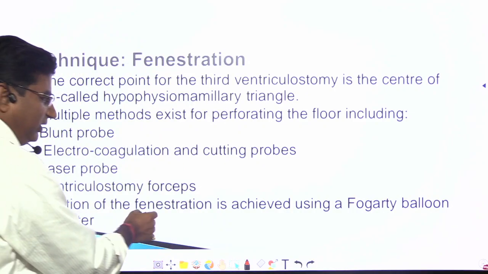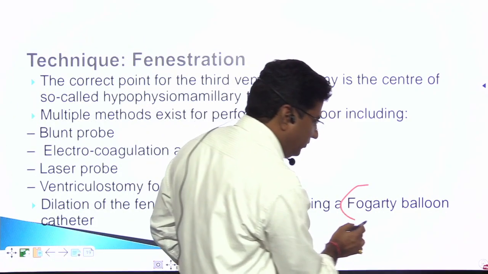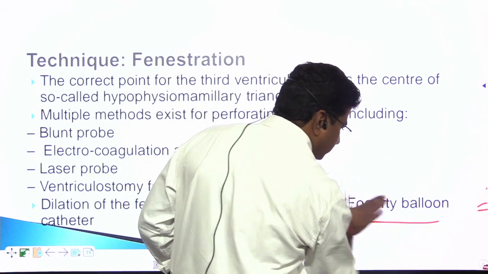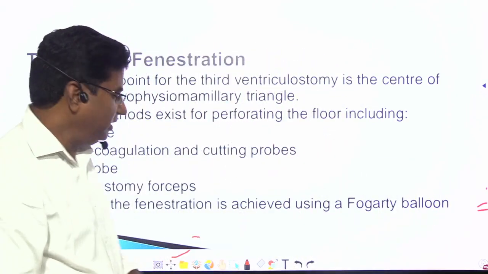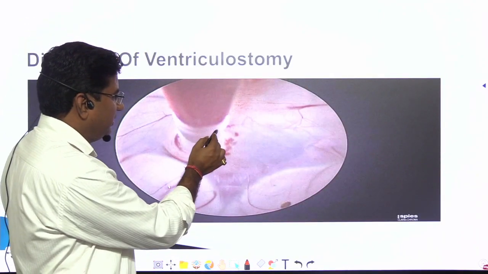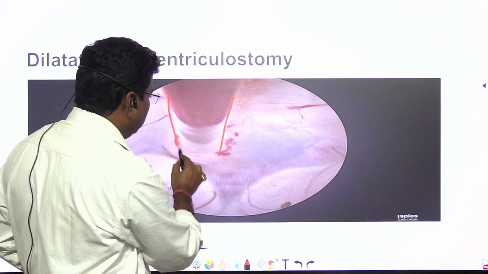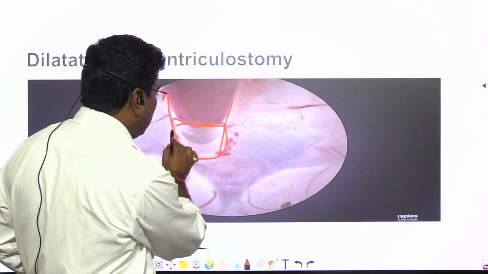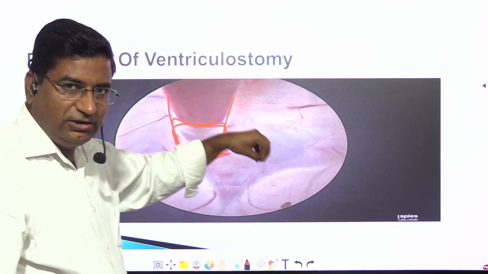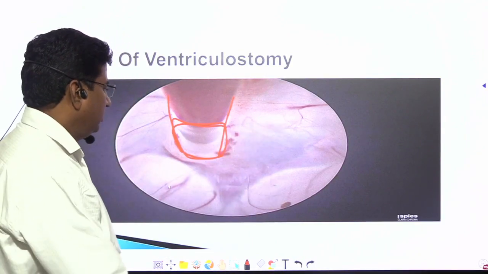Then dilatation of fenestration is achieved using a Fogarty 4 French balloon catheter. By this you dilate the fenestration opening of your third ventricle. This is Fogarty catheter, and this is balloon which is inflated, and this dilates the fenestration of third ventricle.